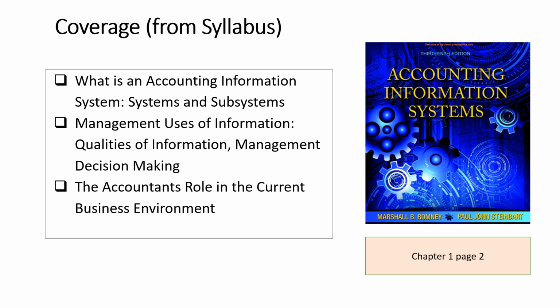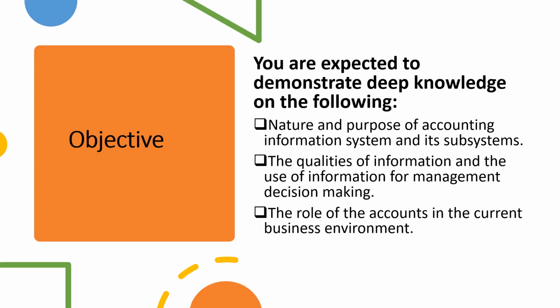Okay, so these are the coverage from your syllabus. First is what is accounting information system, the system and the subsystem. So we will discuss that one. The uses of information, the qualities of information, and of course the decision making. And the third is the accountant's role in the current business environment.